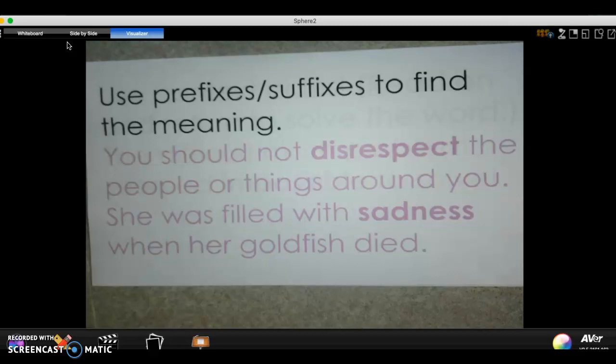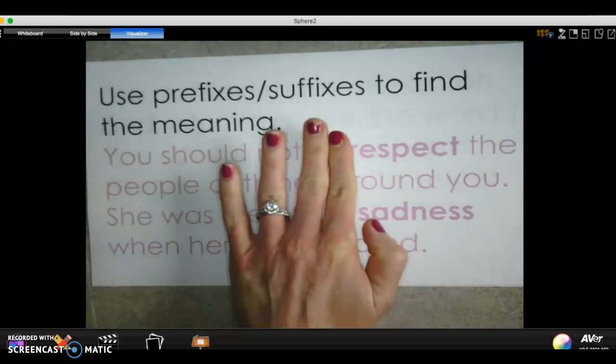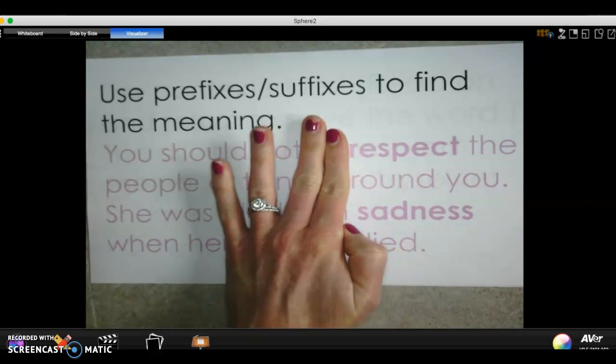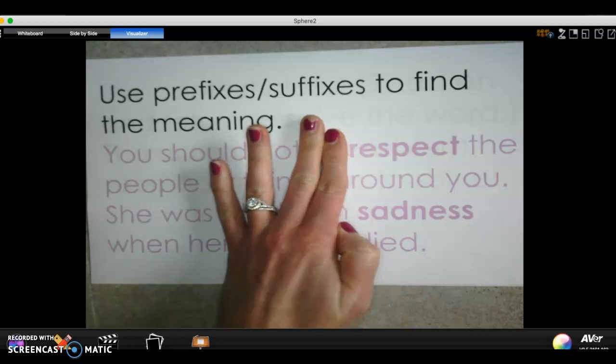Okay, well, I know of words like disappear, so I know that dis is a prefix that if you put it in front of something, it means the opposite of. You should not blank the people or things around you. Disrespect. That was helpful. Once I knew that I could take away dis, all I needed to figure out was the rest of the word, the base word behind the prefix.